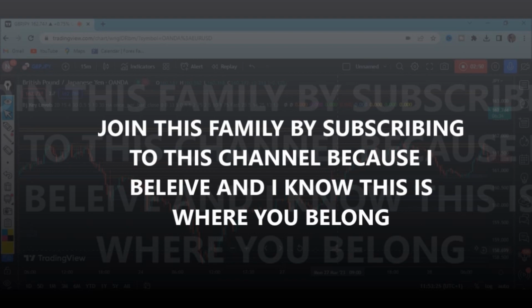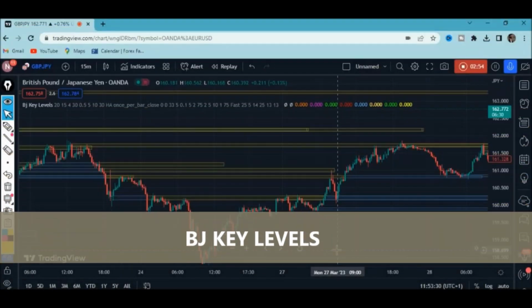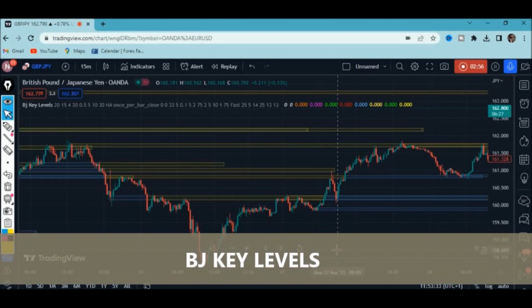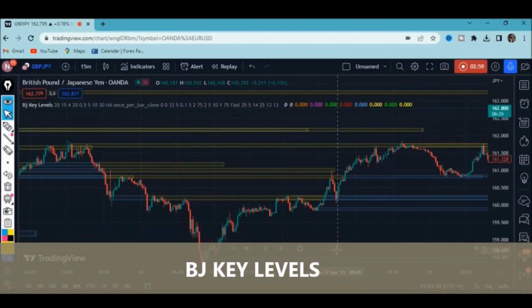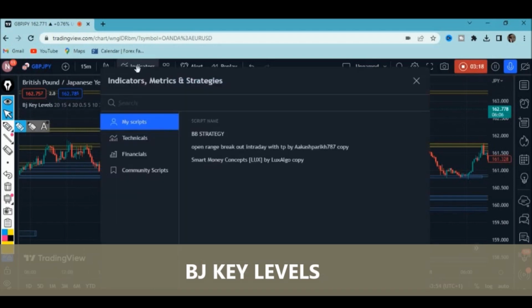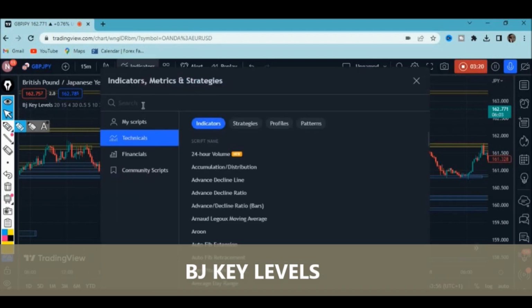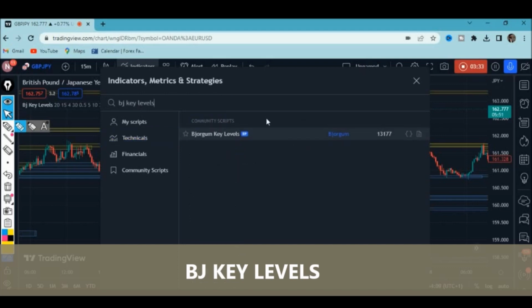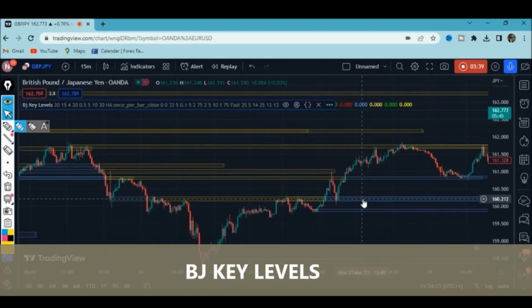So guys, I know you're asking yourself which indicator I am using right now. I am using this indicator by the name BJ Levels. This indicator identifies supply and demand on your chart, and I'm just going to show you how to use it correctly. I know a beginner is wondering how to add the indicator, so just click on the indicators tab. It's a free indicator. Once you click on the indicators tab, you just type BJ Levels by BJogram and click on it. Once you click on it, this is how it's going to appear on your chart.